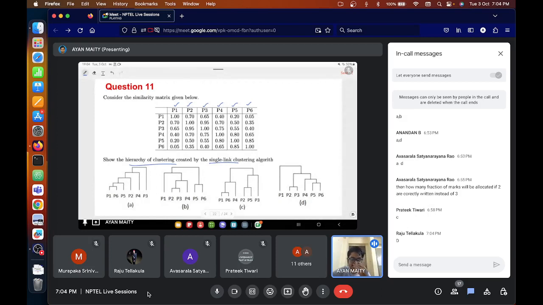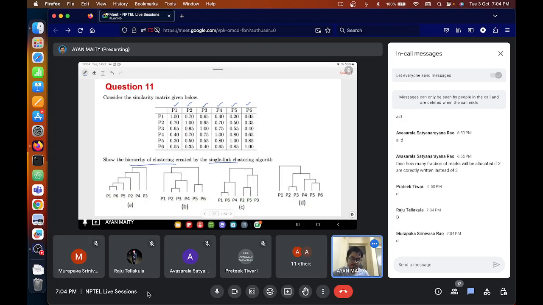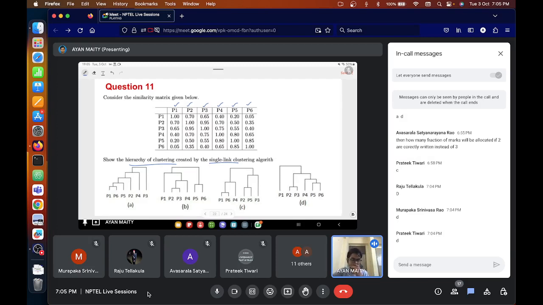Raju Tellakula says option D. Srinivasa Rao says option D. Pratik Tiwari says option D. So I've got 3 answers in the chat, all saying option D.